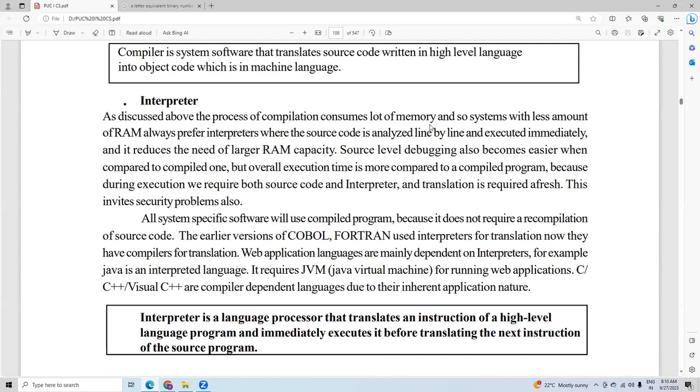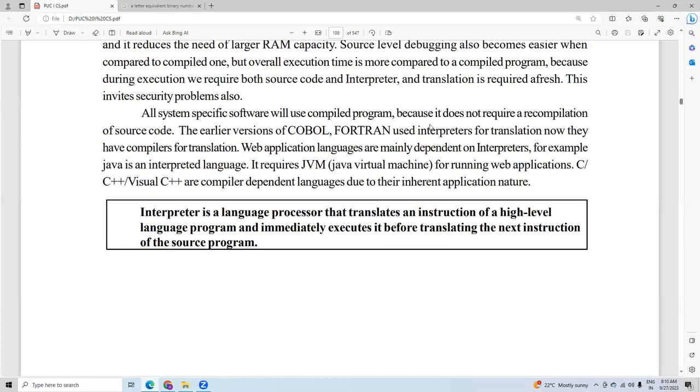Source level debugging also becomes easier when compared to the compiled one, but overall execution time is more compared to a compiled program, because during execution we require both source code and interpreter, and the translation is required afresh. This invites security problems also. And all system software will use compiled programs because they do not require recompilation of source code. The earlier versions of COBOL and Fortran used interpreters, but nowadays we have compilers only. The latest languages all use compilers.